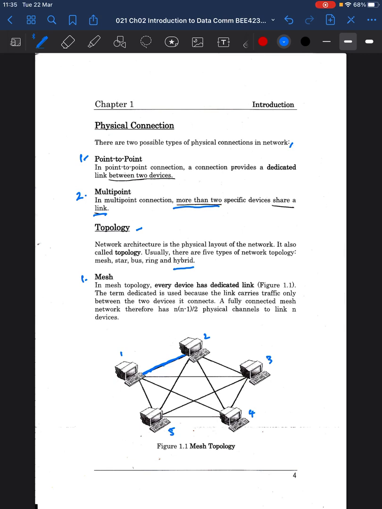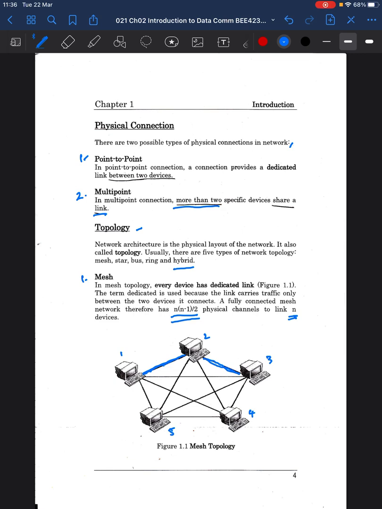So we have one link for each pair of devices. For example, devices 2 and 3 have their own dedicated link, this one, and so on. A fully connected mesh network therefore has n(n-1)/2 physical channels to link n devices. So for example, if you have five devices as shown in figure 1, how many links? This is the equation.